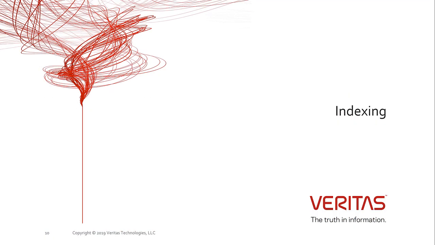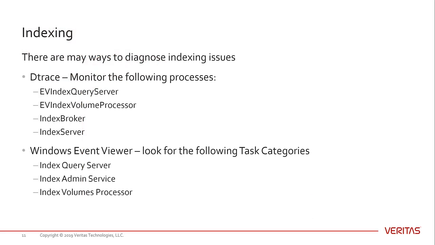Indexing. There are several ways to diagnose indexing issues. dtrace, monitor the following processes: EV-index query server, EV-index volume processor, index broker, and index server. Windows Event Viewer, look for the following task categories: index query server, index admin service, and index volumes processor.